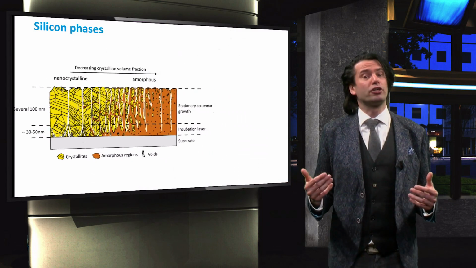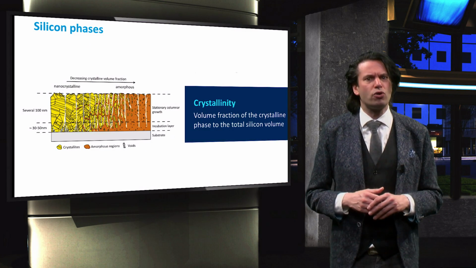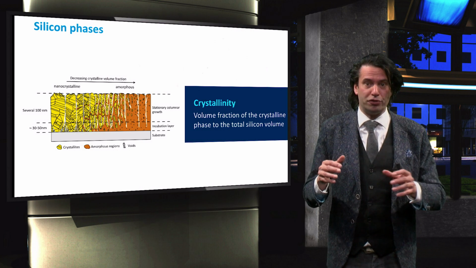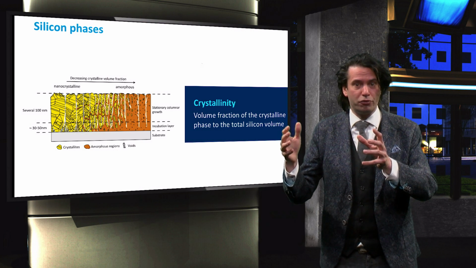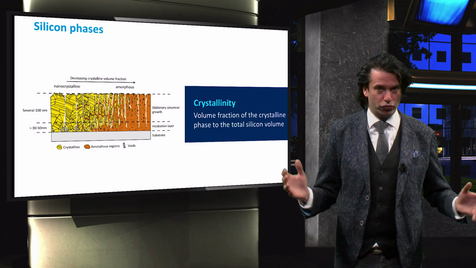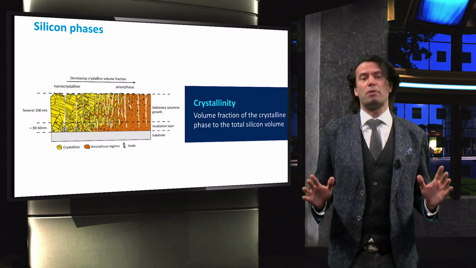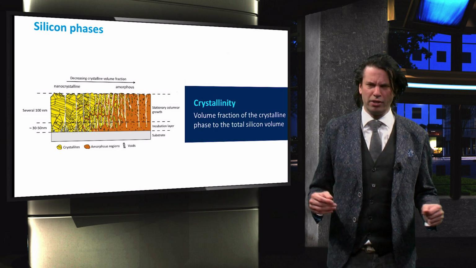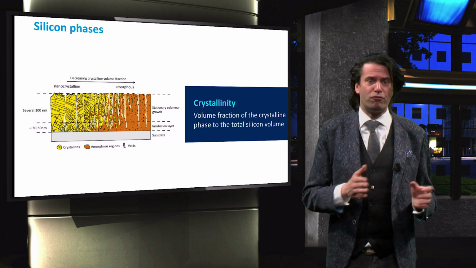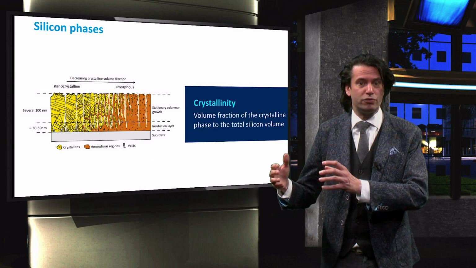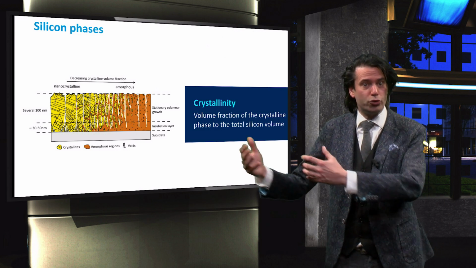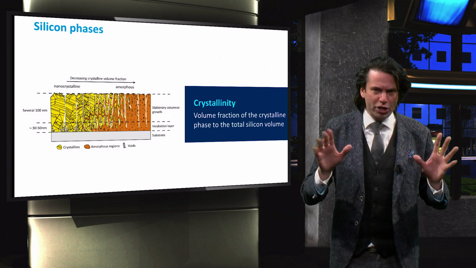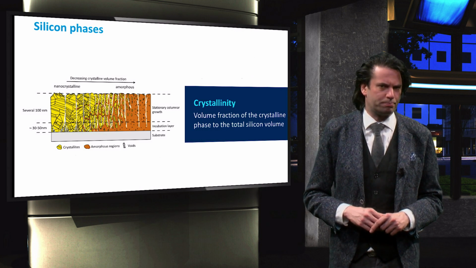A measure of the crystalline volume fraction is called the crystallinity, which is defined as the volume fraction of the crystalline phase with respect to the total silicon volume. Depending on the deposition conditions, the crystallinity of the nanocrystalline material can range anywhere from fully amorphous to a mixed phase with a few small crystalline grains to a phase which is dominated by large crystalline grains and only a small fraction of amorphous tissue.